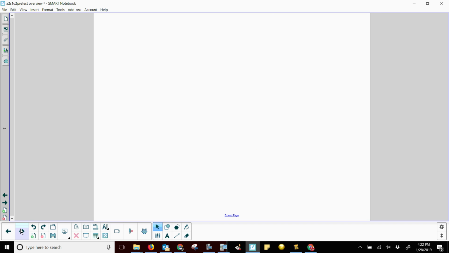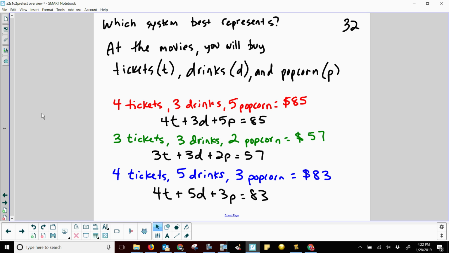Okay, almost there. One more. This one says which system best represents what's happening. It's pretty simple. It's going to tell you which variable is what, and then it's going to say 4 tickets, 3 drinks, 5 popcorns is this. And so you literally just take the word ticket and change it into the variable T, and drink into variable D, and add them together and equal 85.